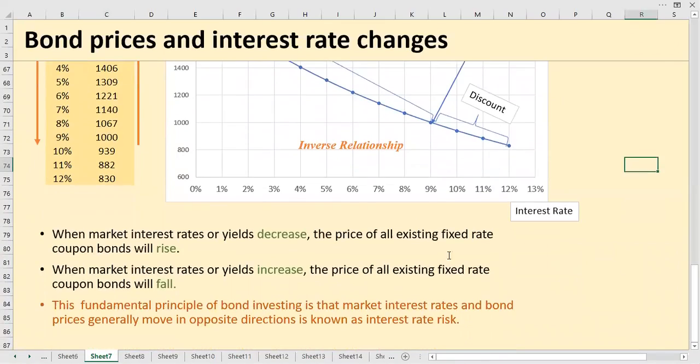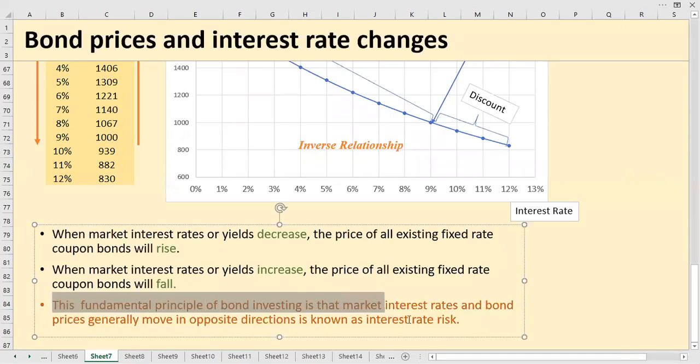So now I have given you some kind of summary here. When the market interest rate or yield decreases, the price of all existing fixed rate coupon bonds will rise. When the yield decreases, there is an increasing tendency. So that is the inverse relationship, and vice versa. And the most important part here is this fundamental principle of bond investing, that market interest rate and the bond prices generally move in opposite directions, and this phenomenon is normally called interest rate risk. This is identified as one of the main risks involved in a bond investment.